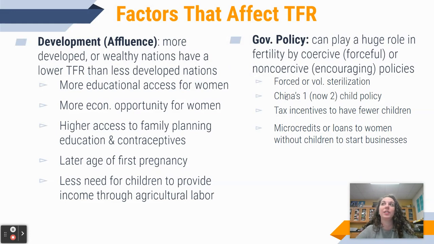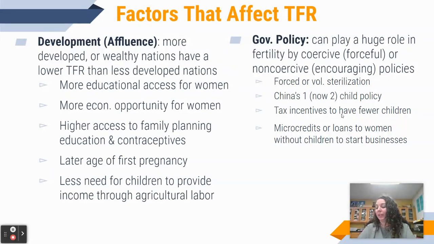Now, what I want you to understand about that is the government wouldn't come like steal the second child or put the parents in jail. It's just they have a very high tax that they put on families who have more than the allowed number of children. So that encourages families to not have as many children because they don't want to have to pay that tax.